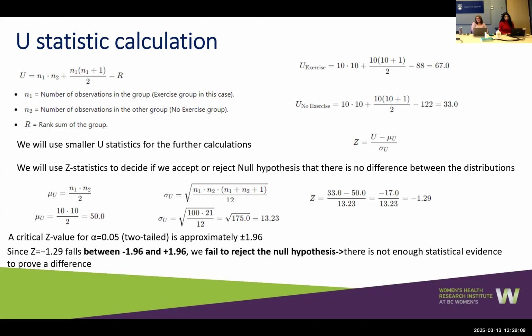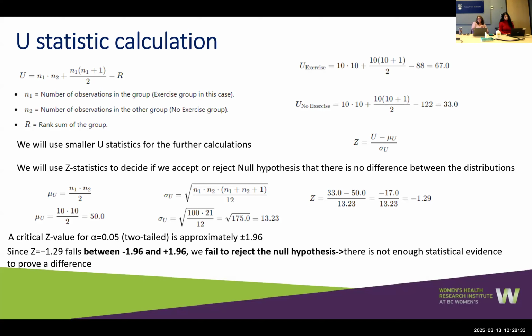For the calculation of the U-test, we calculate the U statistic for exercise and the U statistic for not exercise. And I believe that we're going to use the smallest one, the smallest one from the ranks.